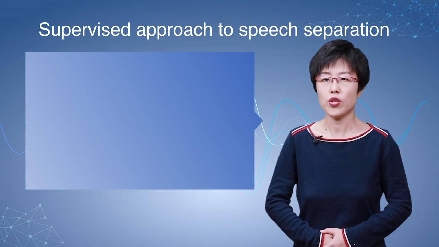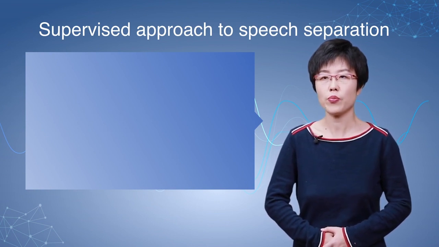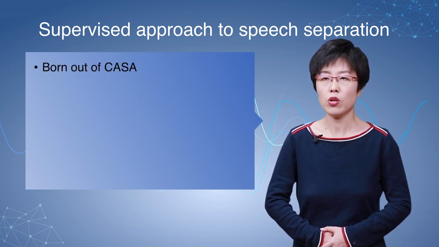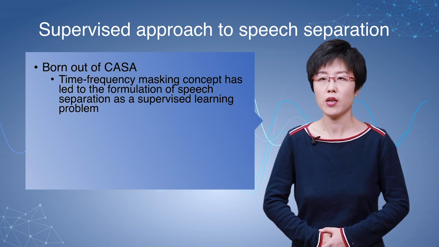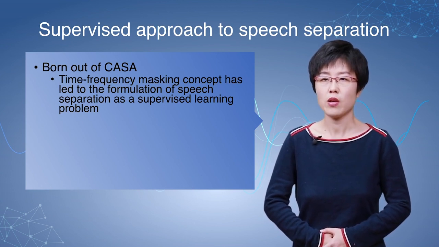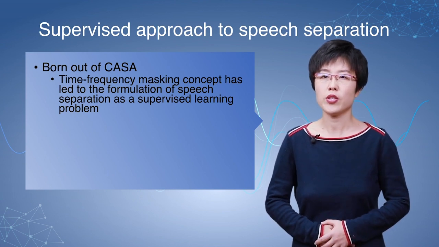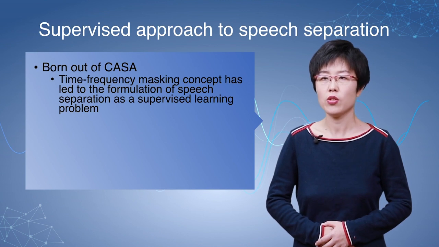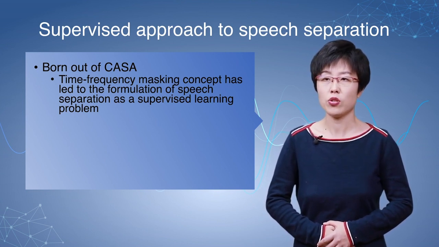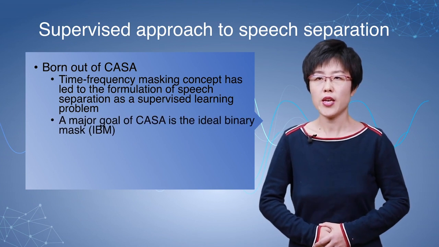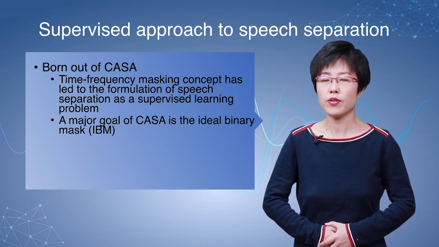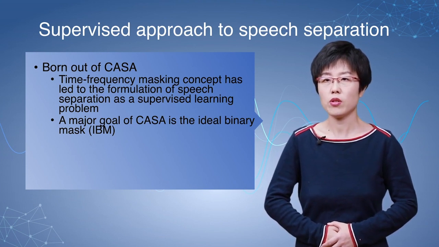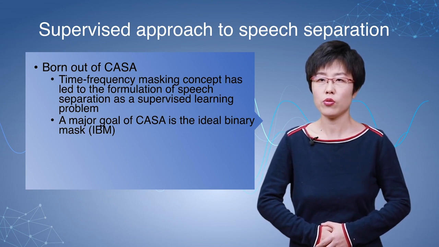A more recent approach treats speech separation as a supervised learning problem. The original formulation of supervised speech separation was inspired by the concept of time-frequency (TF) masking in CASA. As a means of separation, TF masking applies a two-dimensional mask weighting to the time-frequency representation of a source mixture in order to separate the target. A major goal of CASA is the ideal binary mask, IBM, which denotes whether the target signal dominates a TF unit in the time-frequency representation of a mixed signal.